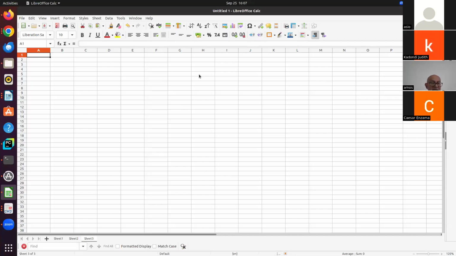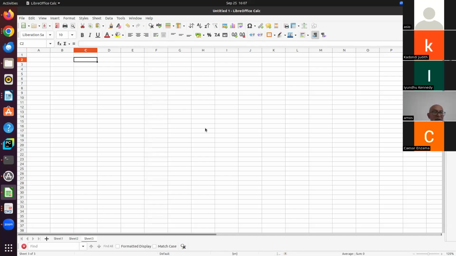Let me start with the model. The model is that we have a straight line, y equals a plus b times x. What does it mean? It means that for every x, we multiply by b, and then we add a to it. That's what gives me the y.